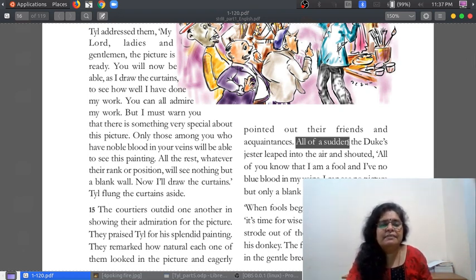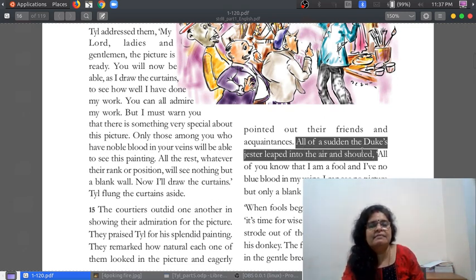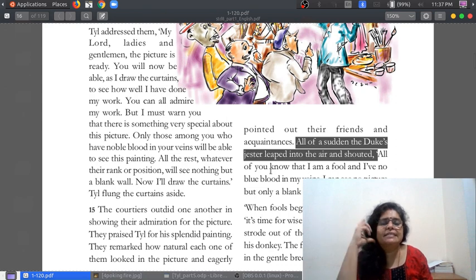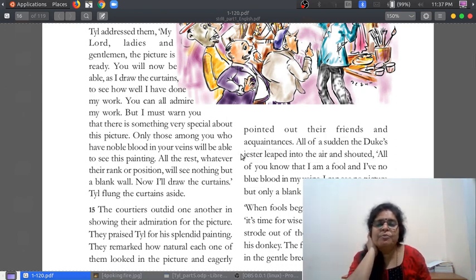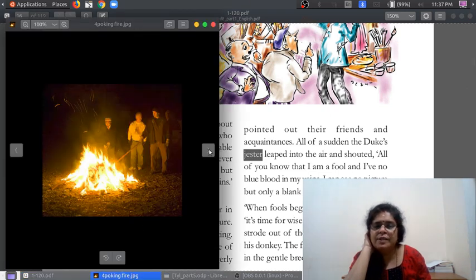All of a sudden, the Duke's jester leaped into the air and shouted. All of a sudden, suddenly. The Duke's jester. What will be jester? Komali. Joker. Jester. Joker. Have you seen a joker? I will show you. Listen here.